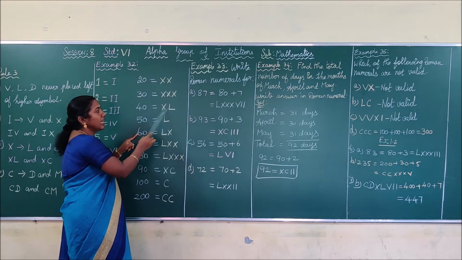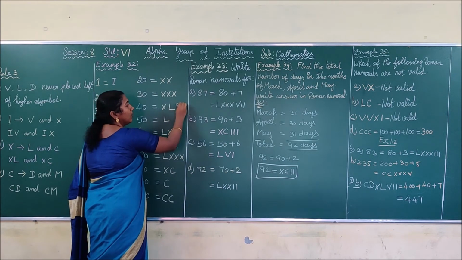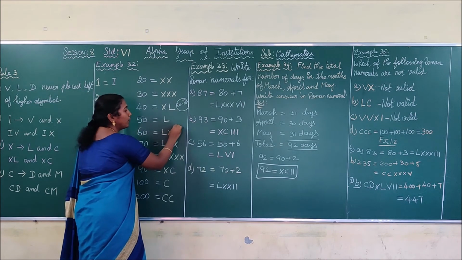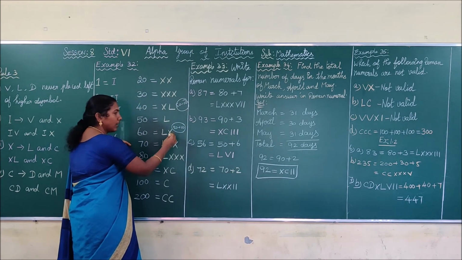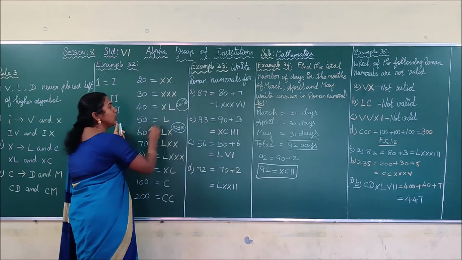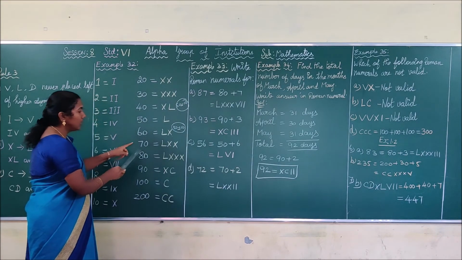See here, XL means 40. It means 50 minus 10. LX means 50 plus 10. If it is on the right hand side, it means you have to add. If it is on the left hand side, it means you have to subtract. Clear, children? Okay. See the next one.